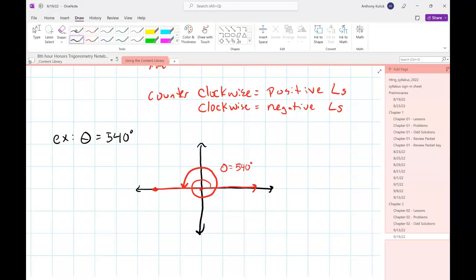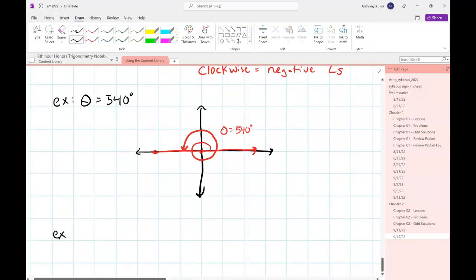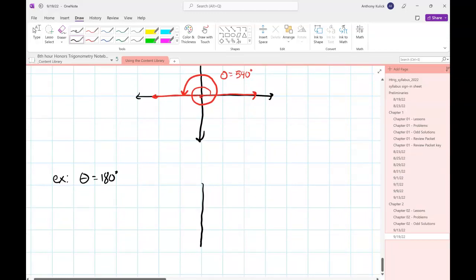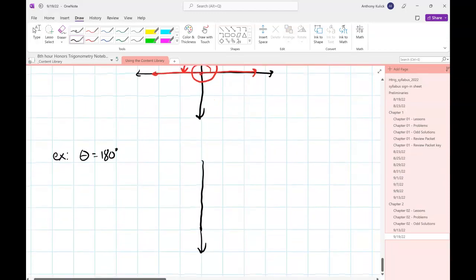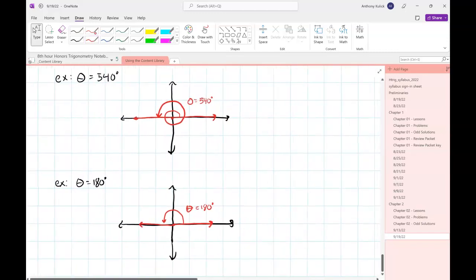This is a big deal. We've done a lot here in just a few minutes. This was a very clever idea, the person that came up with this. Let's just note a comparison here. If I graphed 180 degrees, or I do the standard position for 180 degrees, what do you notice when I compare that to the 540? What do you notice when I compare these two?